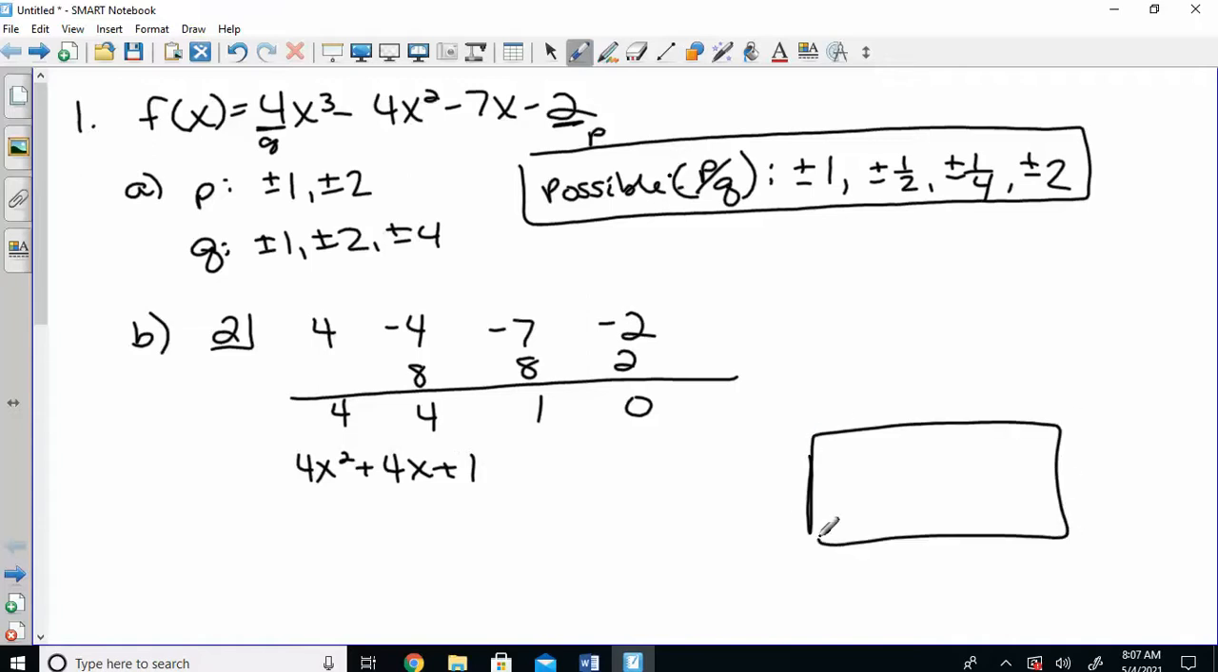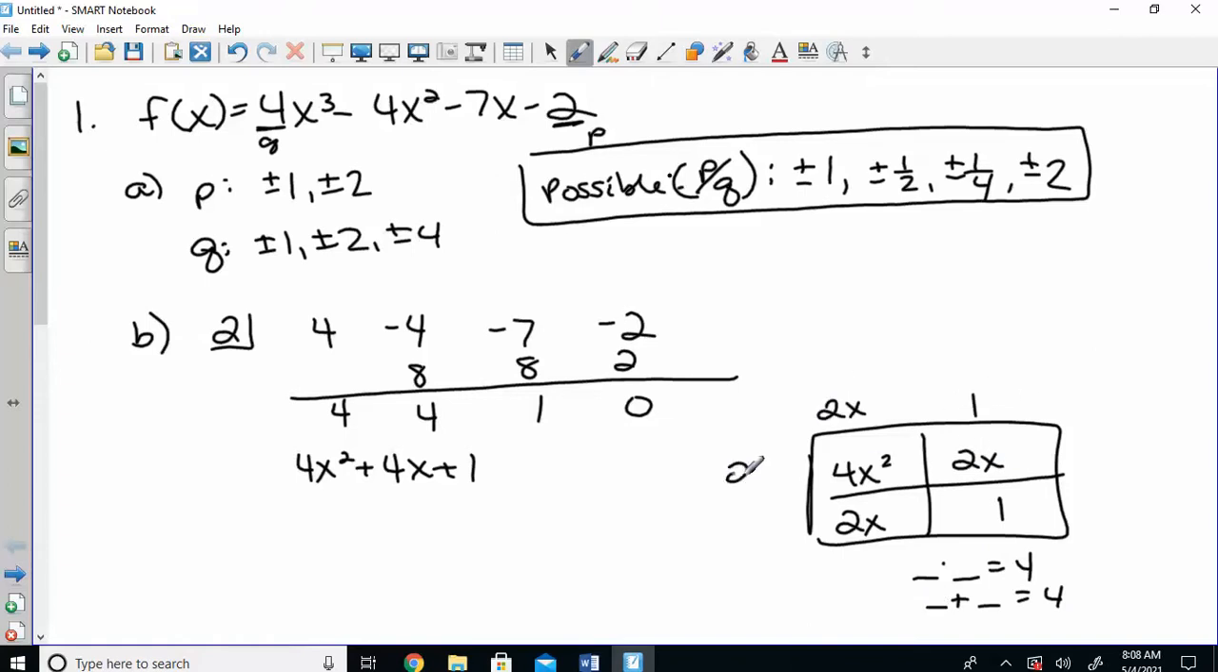Then, once it's a quadratic, we can factor it nicely. So we could do box method here. So I need two things that multiply to 4 and add to 4. So that would be a 2 and a 2. So we get 2x and 1, 2x and 1. So the zeros.